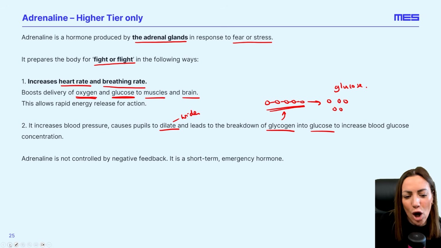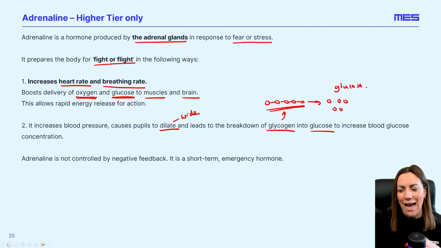Now, adrenaline is not controlled by negative feedback. It's not the same as blood glucose regulation with insulin and glucagon. It's a short-term emergency hormone. So it is released from your adrenal glands when you are scared or stressed, when your body thinks you are going to need to run or fight, and you need this increase in heart rate and breathing rate and an increase in the rate of respiration.